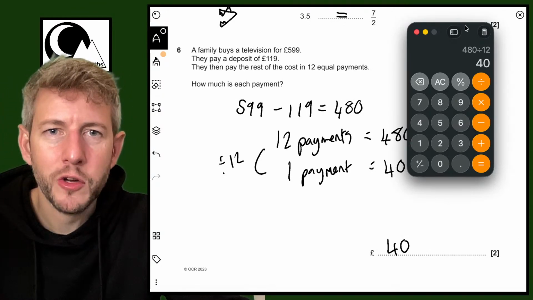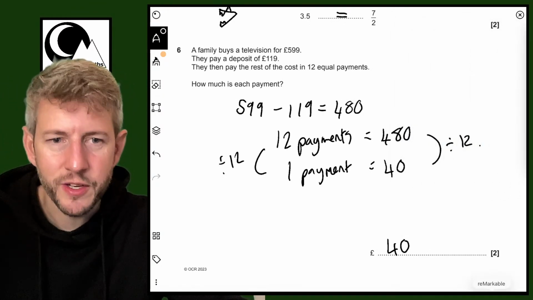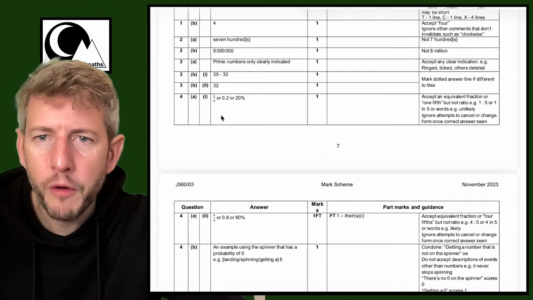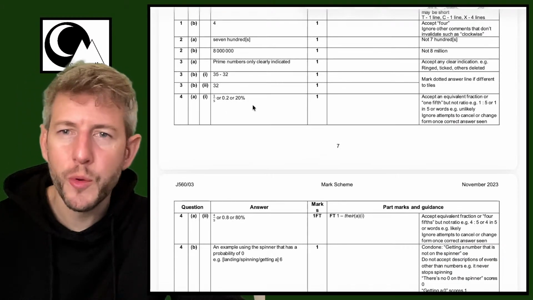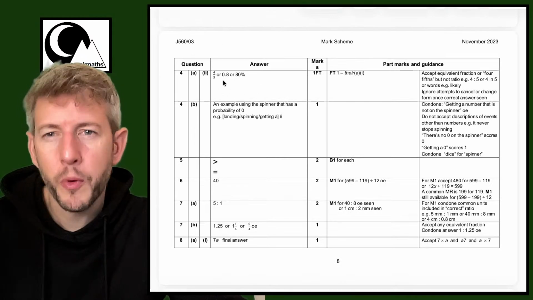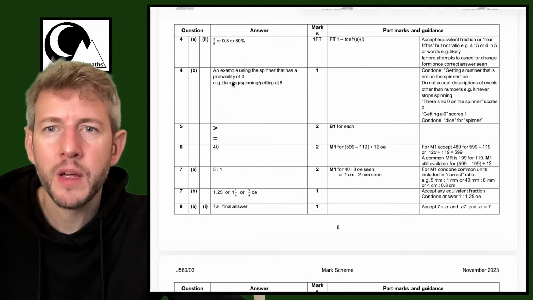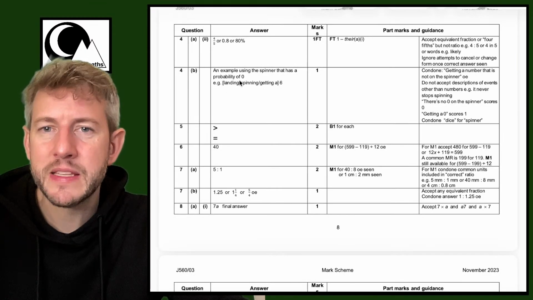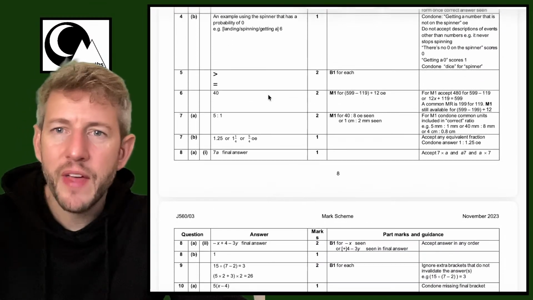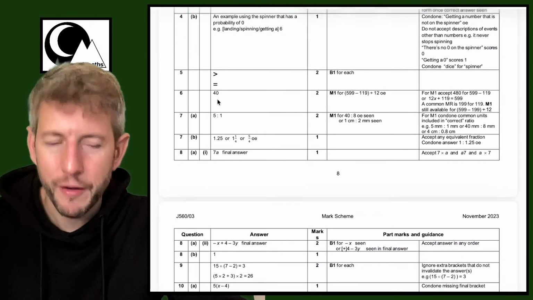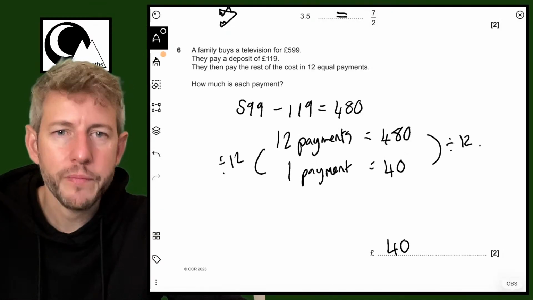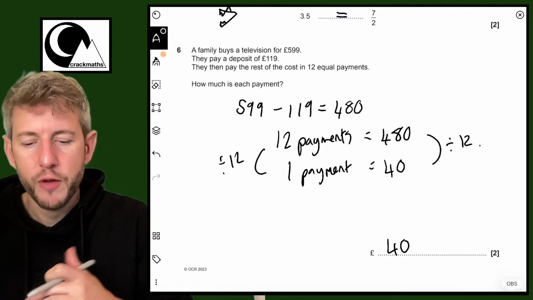Right, let's now take a look at the mark scheme to check that those questions are correct, and then we will move on. So here we go. We've got 1/5, or you could have put 0.2 or 20% because they're all the same. We've got 4/5 or 0.8 or 80% because they're all the same. An example with a probability that has 0, so they've put the example that we used, getting 6. And then we've got the greater than symbol, the equal symbol, and 40. Perfect. So they were all correct. Excellent. Right, let's have a move on.